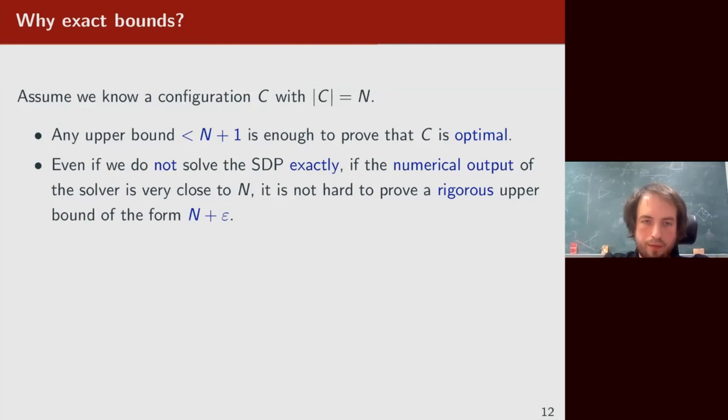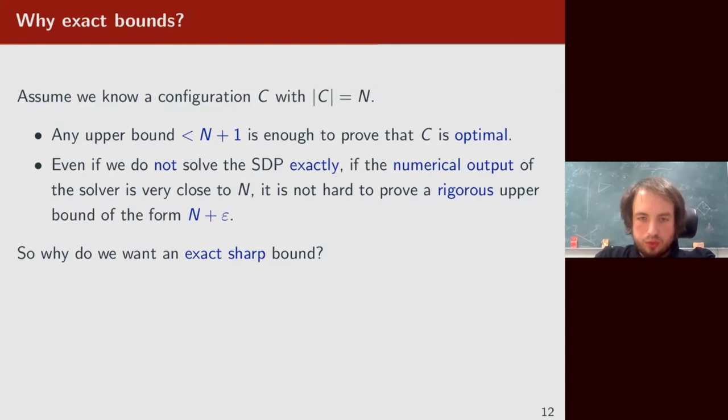And in this case, it's not so hard to turn the numerical bound into something which will be really a formal proof. In this case, if you pay some price in the objective, you can prove really the exactness of the proof. So now the question is, what do I want in an upper bound which is exactly the size of the code?